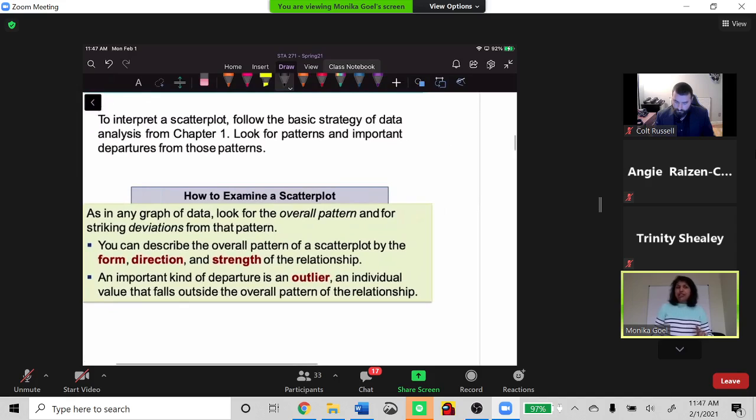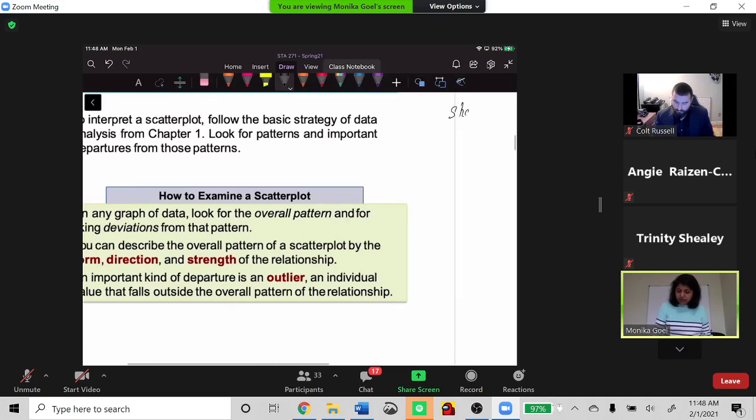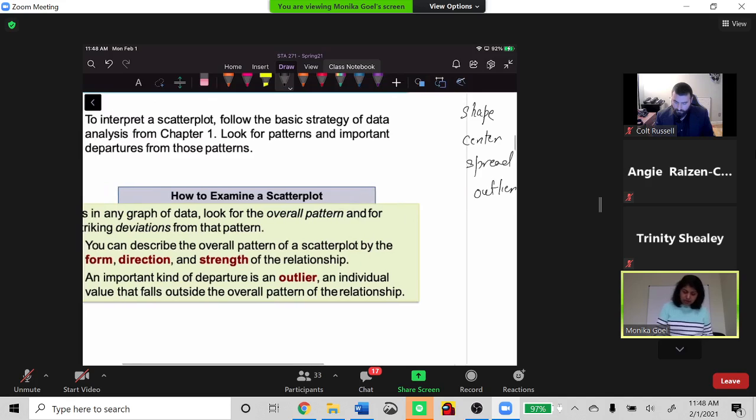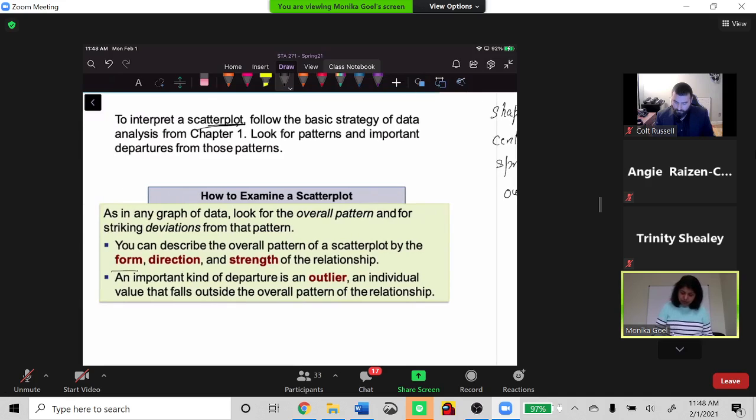In the last chapter, we talked about how to look at the overall pattern of a stem plot or histogram. Here we are talking about how to read a scatter plot. So last time we used shape, center, spread, and outlier. When we are talking about a scatter plot, we are looking for form, direction, strength, and outlier. So I'm just connecting it with the previous chapter.